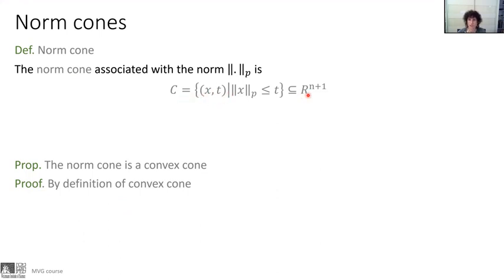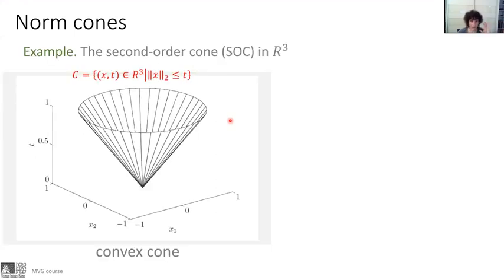I'm looking at a set in R^(n+1), and I'm looking at all points such that the norm of x is smaller than t. T is a scalar value, okay? This is called the norm cone, and actually, this norm cone is a convex cone. And it can be shown by definition very easily. But perceptually, be with me, and this is the idea.